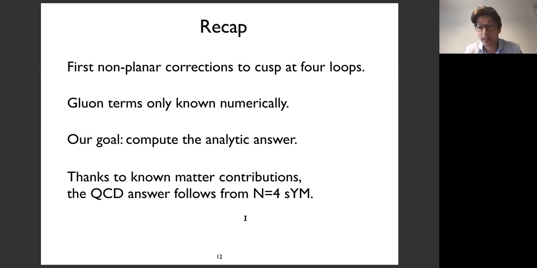So just to recap this part of the talk, we've seen that the first non-planar corrections to the cusp anomalous dimension appear at 4 loops. The gluon terms at present are only known numerically. We'd like to compute them analytically. And thanks to the known matter contributions, it's actually equivalent to compute this in QCD or in N equals 4 super Yang-Mills.